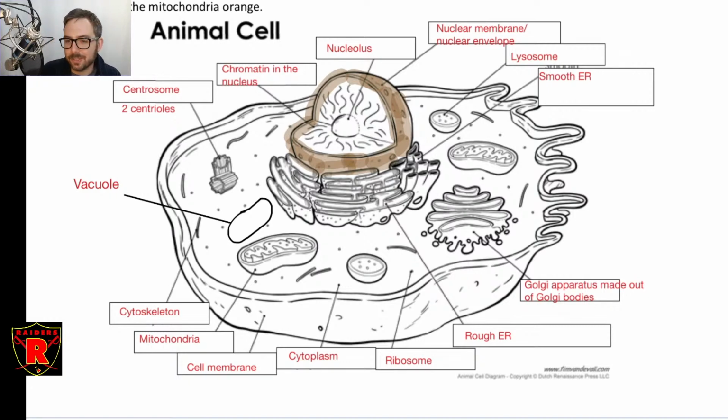This isn't going to come up just in this unit, because we're going to refer back to this in other units as well. We're going to talk about it in the animal systems unit, because we're going to talk about how cellular function is related to systems function.